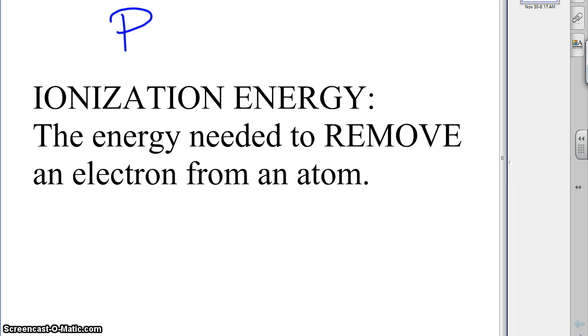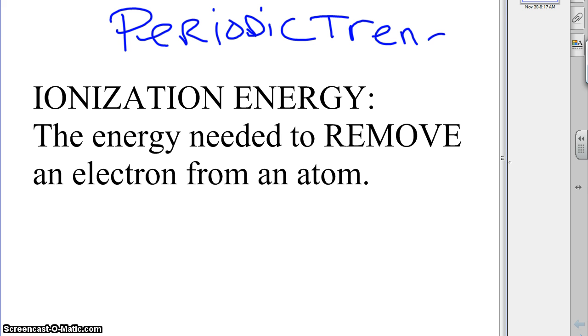The second periodic trend that we're going to discuss in class is that of ionization energy. Ionization energy is the energy needed to remove an electron from an atom. It's one of our vocab words.